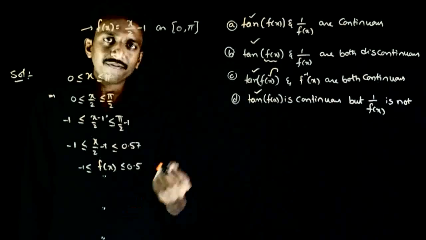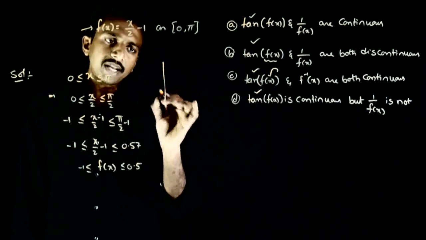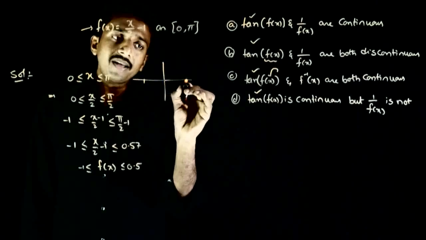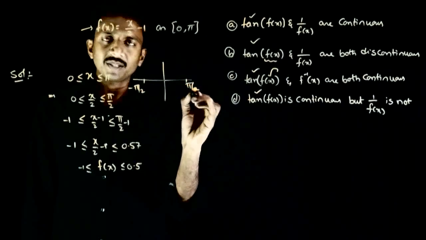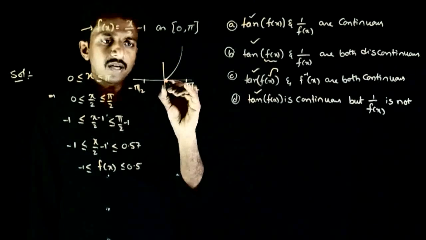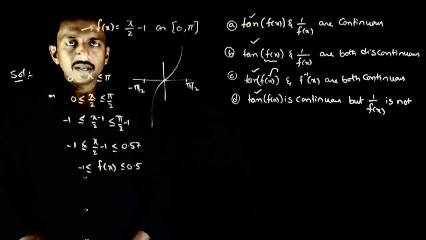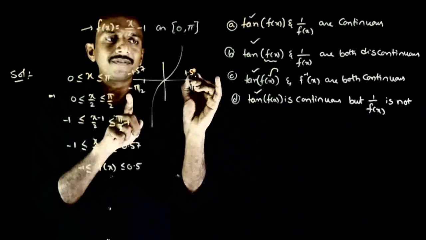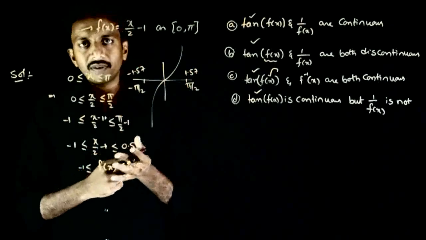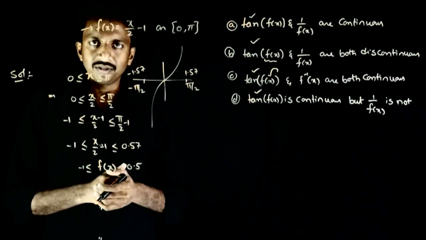So we know the behavior of the tan function. How will the graph of tan come? I'm not drawing the complete graph. I'll just draw the graph between minus pi by 2 and plus pi by 2. So you know the graph will look like this. So between minus 1.57 and plus 1.57 the graph of tan x is continuous.